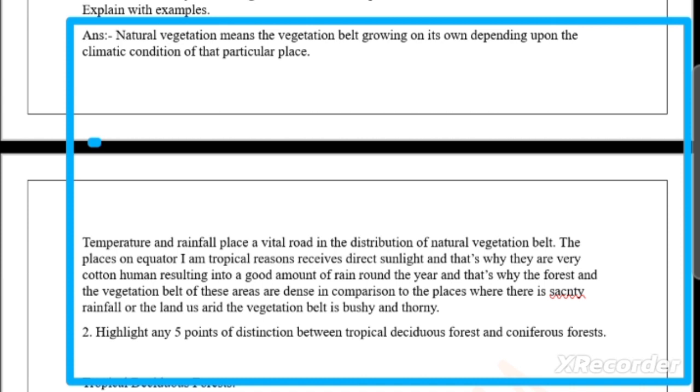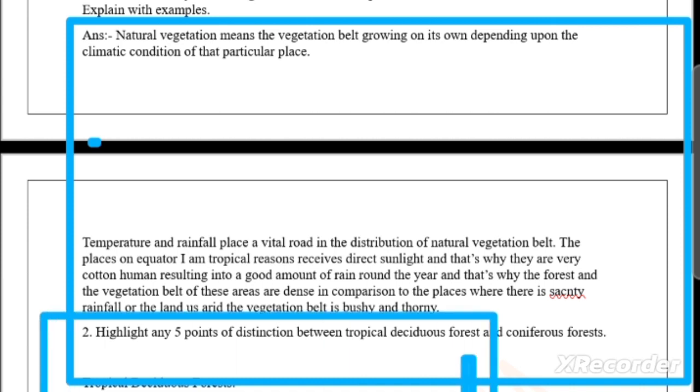Coming to the next question, highlight any 5 points of distinction between tropical deciduous and coniferous forests. So tropical deciduous forests shed their leaves during the dry season. They have the type of trees which have hardwood. The forests receive 100 to 200 centimeters of summer rainfall. Another name of these forests is the monsoon forest. And important trees found are sal, teak and shisham.